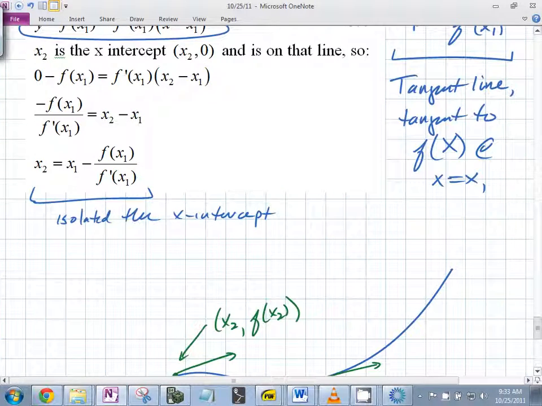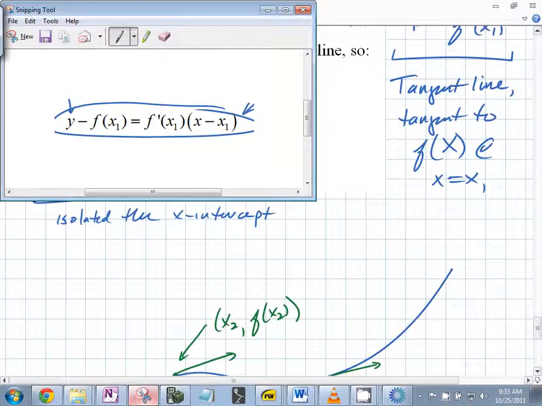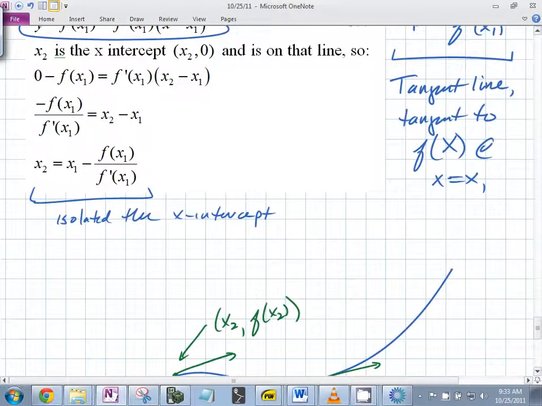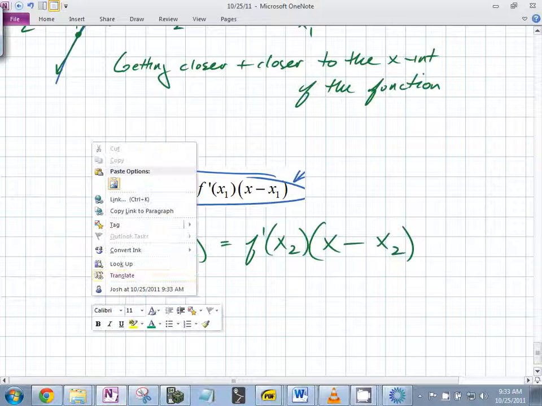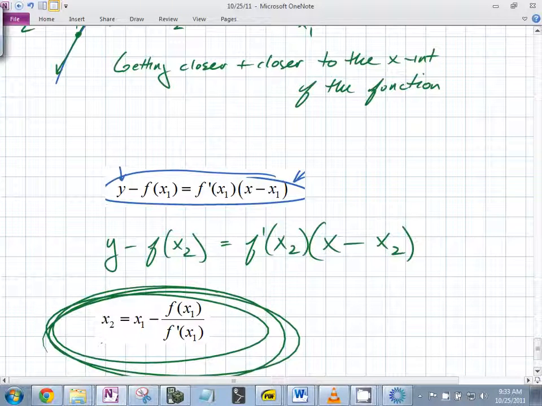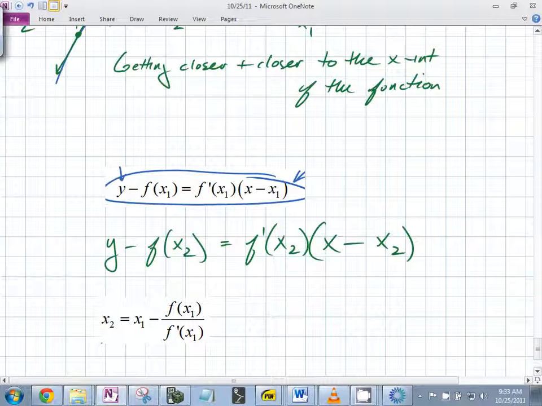But what do we know x2 equals? x2 is this thing. We solved this, remember, for x, the x-intercept of the tangent line. So we just isolated it. What does x2 equal? x1 minus f of x1 over f prime of x1. We just figured that out above. So where are we going to plug that in? We're going to plug that in for x2.